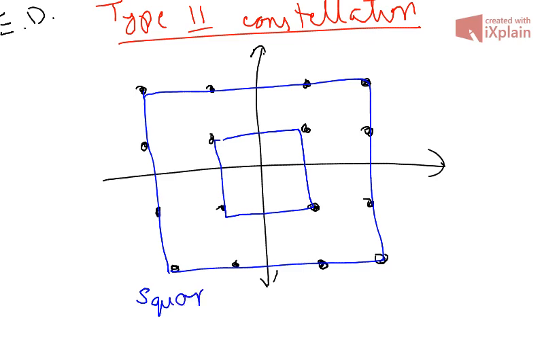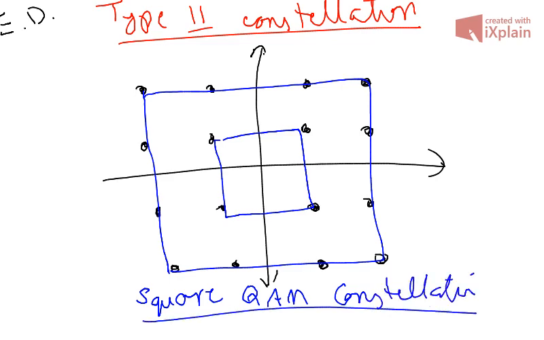Square QAM constellation. Right? So this is the third type of constellation, which is actually used in 4G as well, supported in 4G.